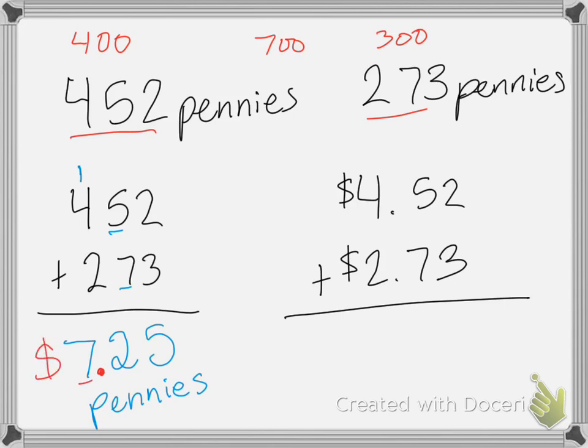Okay, I can also start off with the amounts with dollar signs, and let's try adding those up. So again, 2 plus 3 is 5. 5 plus 7 is 12. Put the 2 down and carry the 1 to the hundreds place. 1 plus 4 is 5, plus 2 is 7. Decimal point goes straight down. And I add my dollar sign.